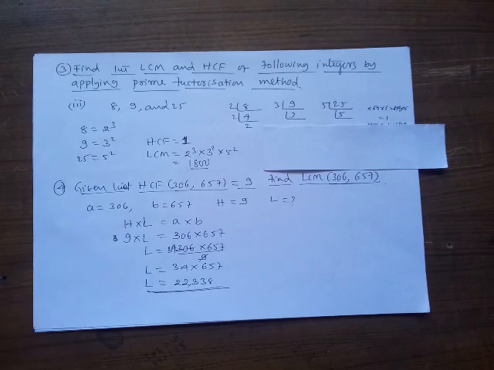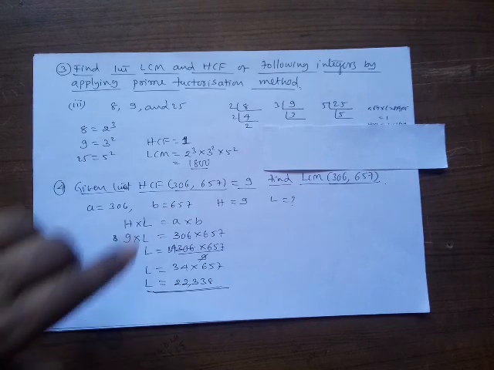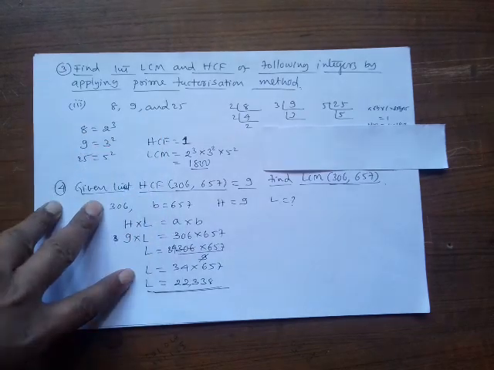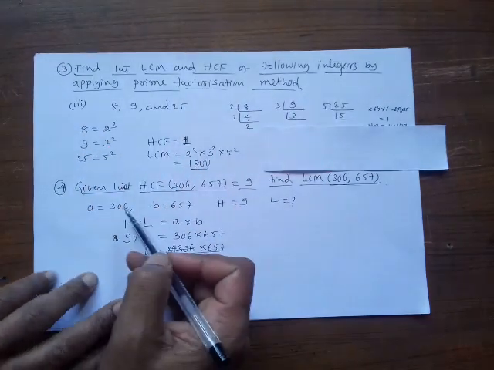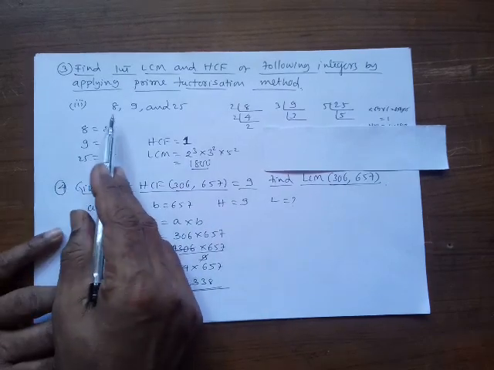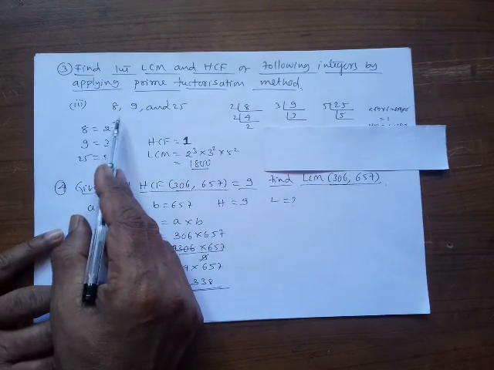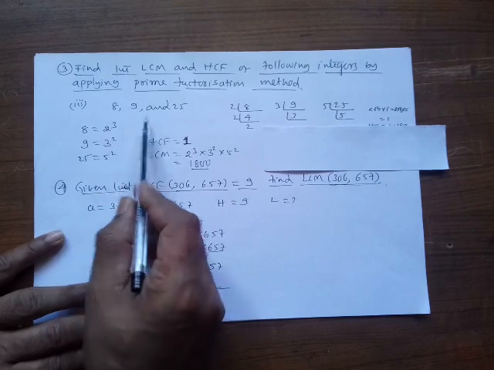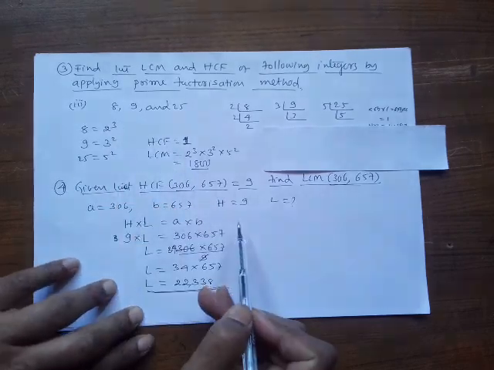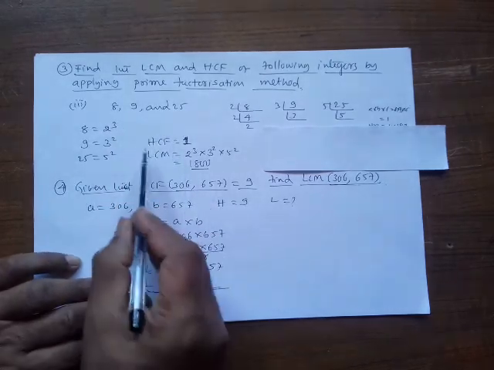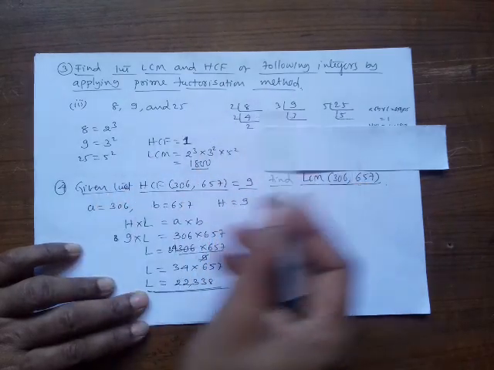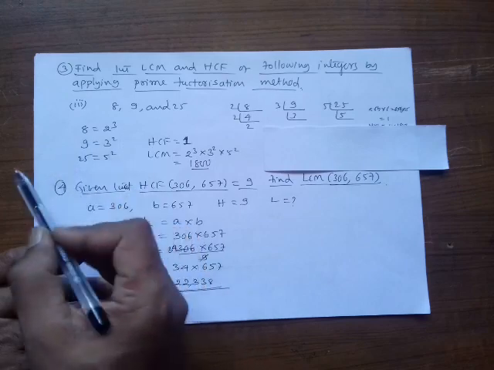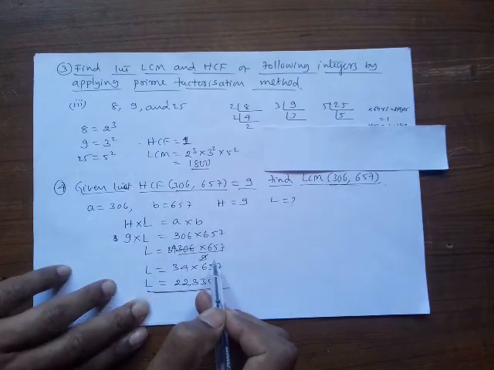Dear students, in the third problem, you are asked to find LCM and HCF of 3 numbers. Earlier we found the LCM and HCF of 2 numbers. Here 3 numbers are given. So the same procedure is to be followed. Once again, you have to do the prime factorization, and applying that rule you can find out HCF and LCM.